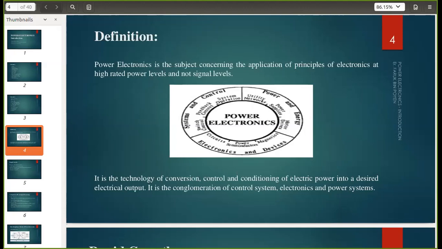So from your mobile charger plug to your mobile phone, there is a converter in between which does this operation, and in that mobile charger there is a small rectifier placed inside. And how is the rectifier developed? By using small electronic devices like the diode. So here, power electronics is the technology of conversion, where we need to convert, control, and also condition the electric power into a desired electrical output.